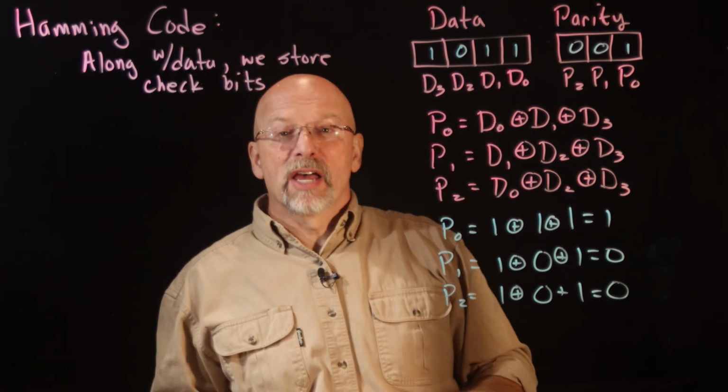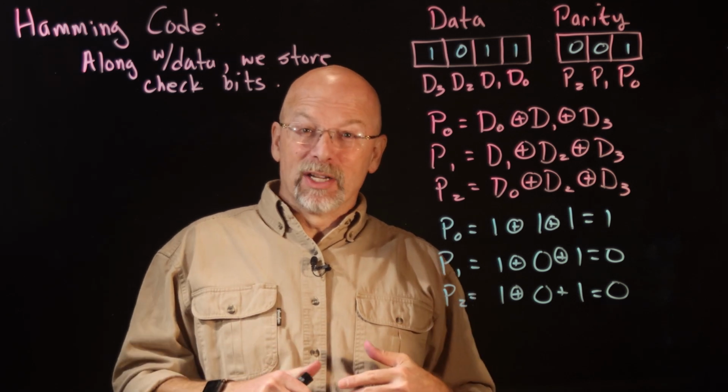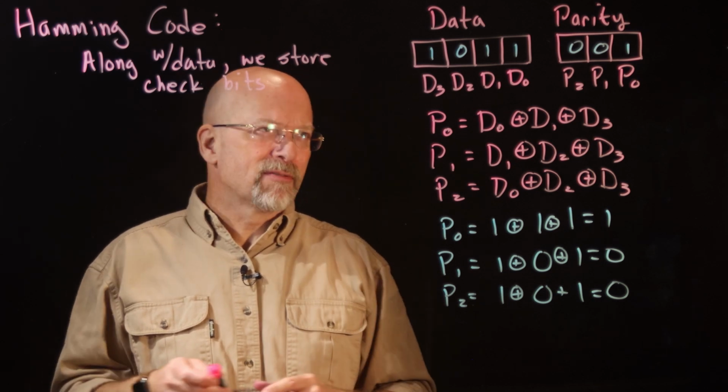So we store those 7 bits in memory. Now, those bits come back to us. We read these bits, but let's assume that one of the bits got flipped.